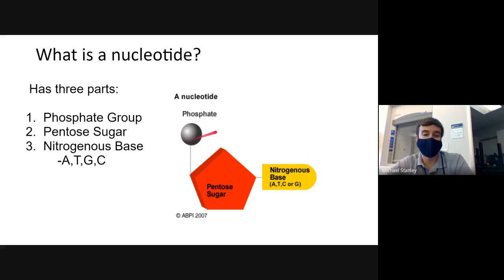And if we take this guy, connect it to a million of his friends, and make 2 different strands that connect together, you've got yourself a DNA molecule. So nucleotide is like our building block. It's like a little individual unit. And then the DNA is the big structure that we're able to make out of it.